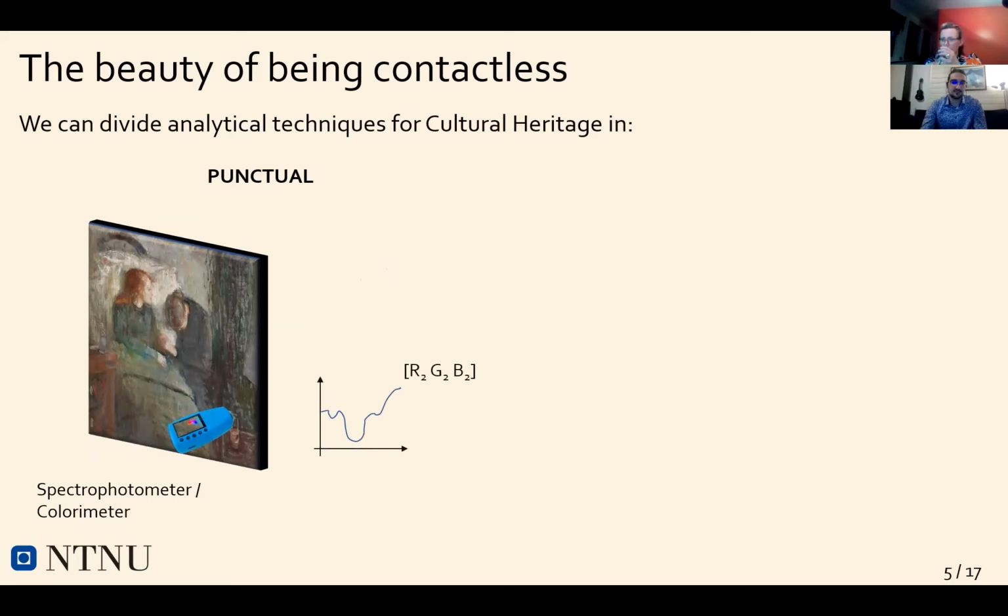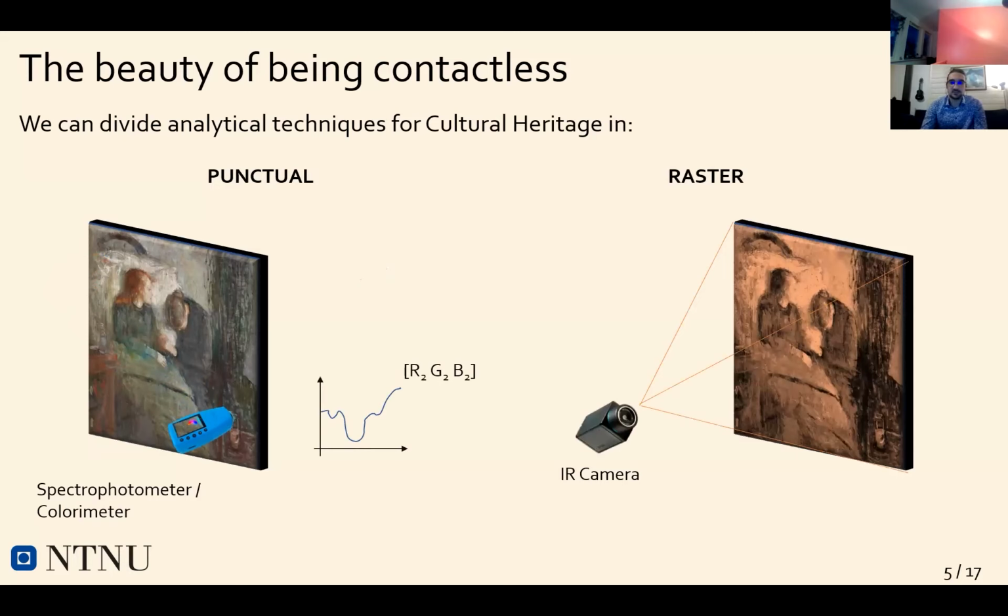So you understand that this is a maybe very precise way of analyzing an object, but it's probably not very efficient if you want to have information about larger areas. So that's why, trivially, we go to the other part of the analysis, which are raster methods, which are imaging techniques to put it shortly. For example, we can have an infrared camera taking pictures of a painting, and then we can analyze, for example, underdrawings below the layers of paint.